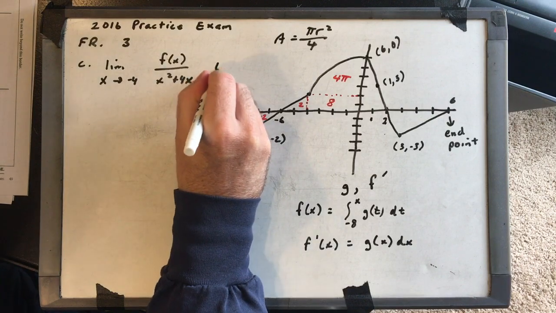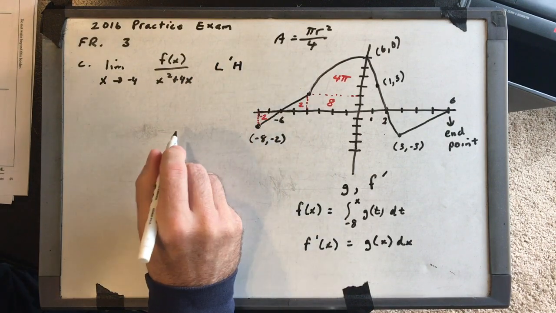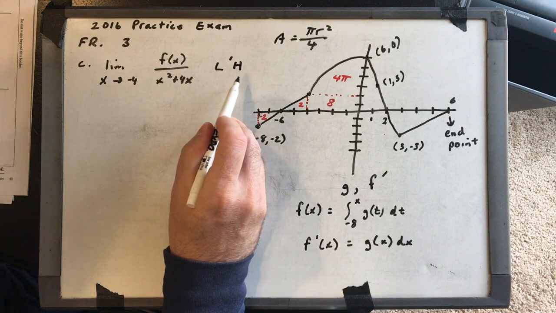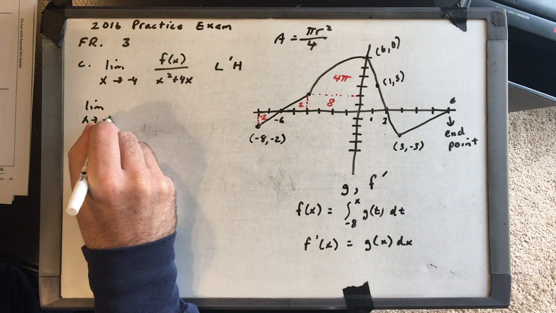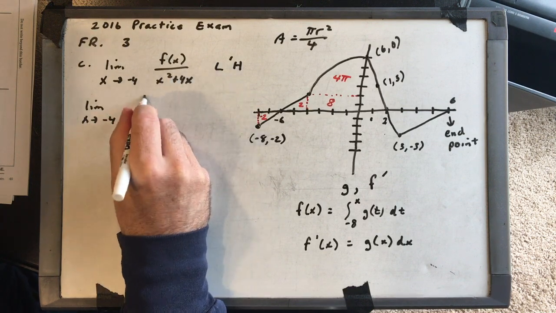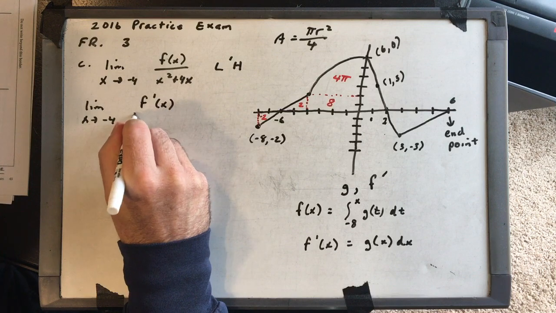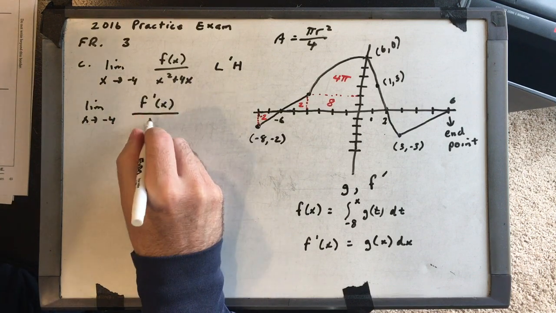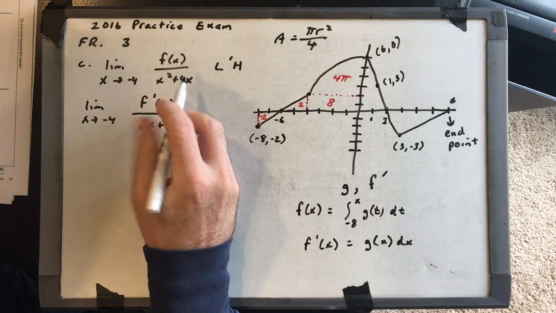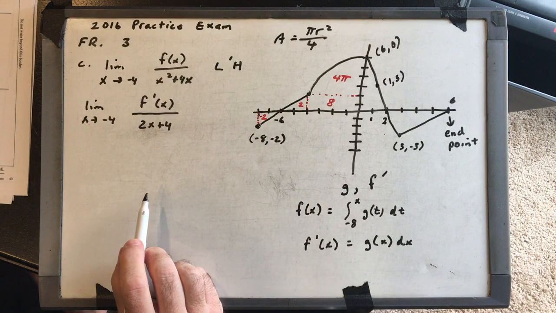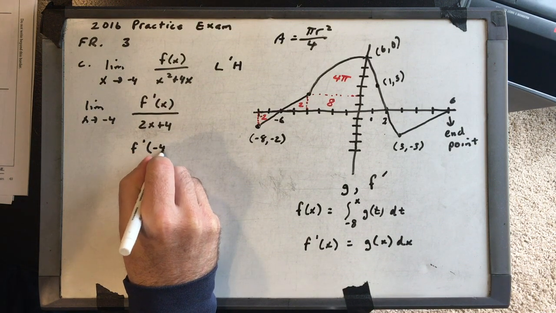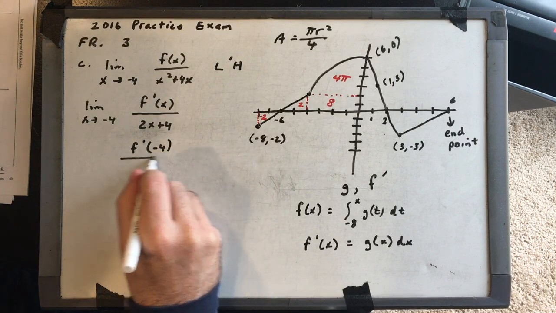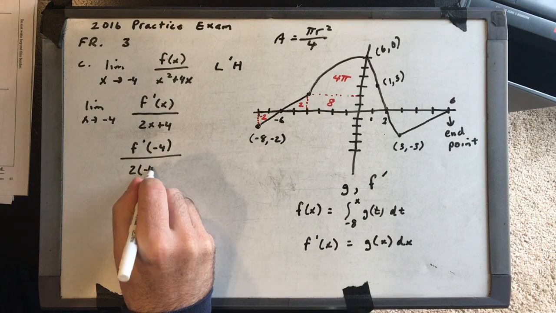Let's use L'Hopital's rule. And remember, you have to write an LH to signify L'Hopital's rule. So it's the limit as x approaches -4 of, you have to take the derivative of the top, that's f prime of x, over 2x plus 4, taking the derivative of the bottom. Okay, so this would be f prime of -4 over 2 times -4 plus 4.